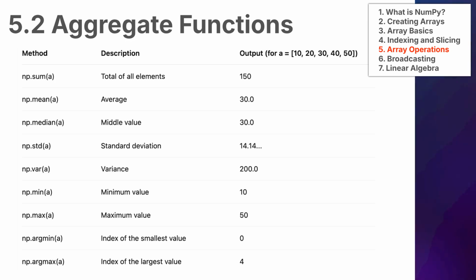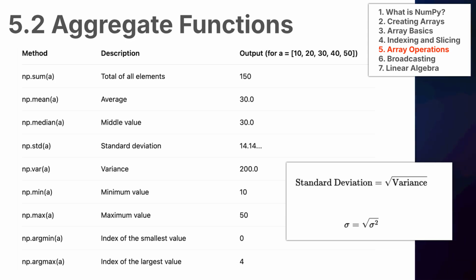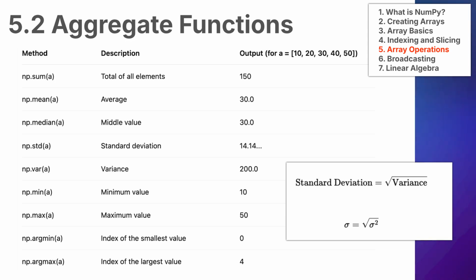Next, variance. It's another way to measure spread. The difference between variance and standard deviation is that standard deviation is just the square root of the variance. So in this case, variance is 200. The square root of 200 is 14.14.